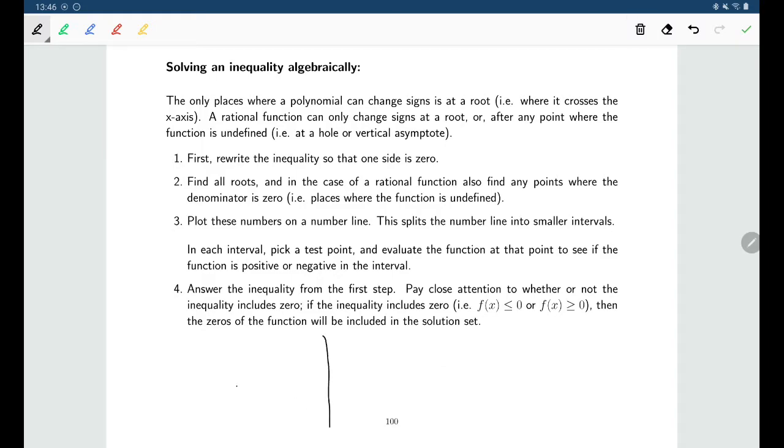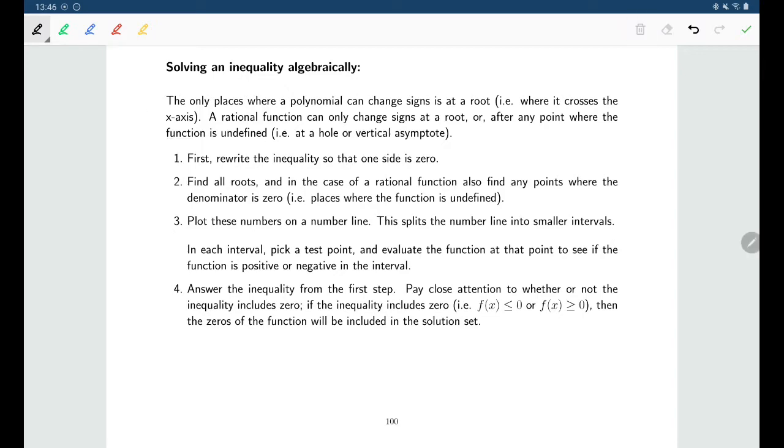Or, of course, just as it was for polynomials, intercepts would be places where you can change direction from above to below the x-axis. So that's our idea here, that the only places where you can change signs from positive to negative or from negative to positive would either be at a root or at a place where the function is undefined, at holes or vertical asymptotes.